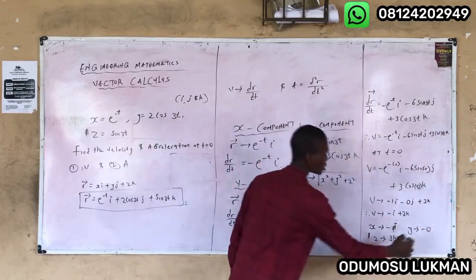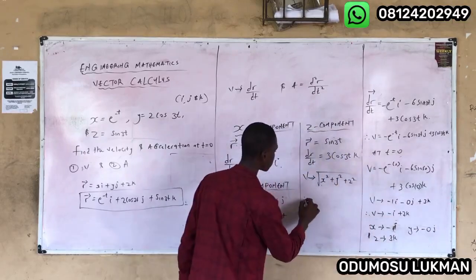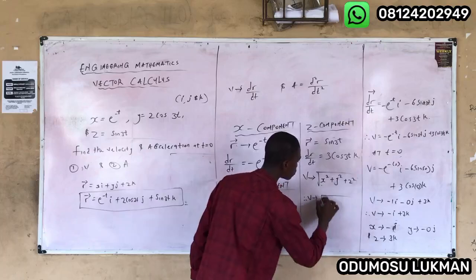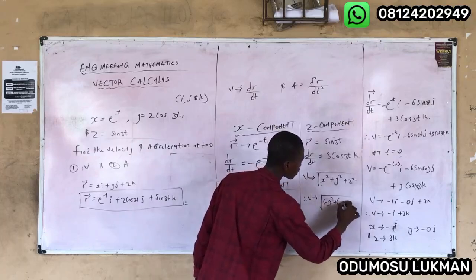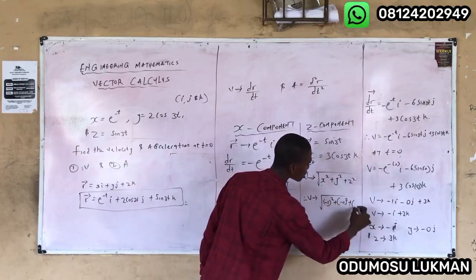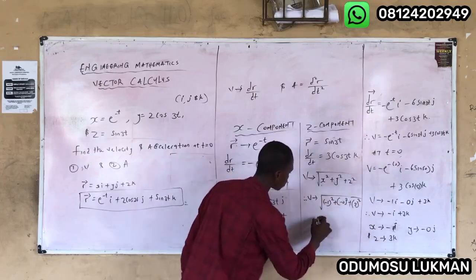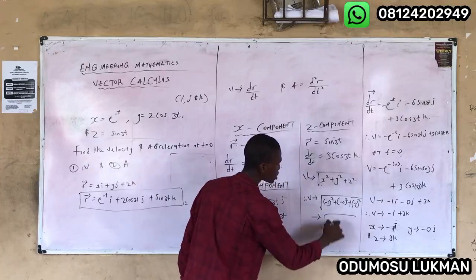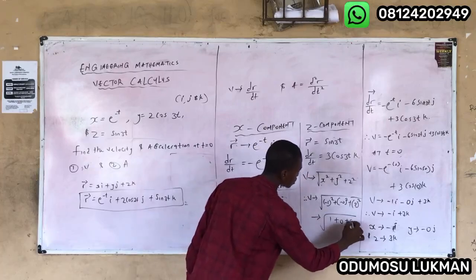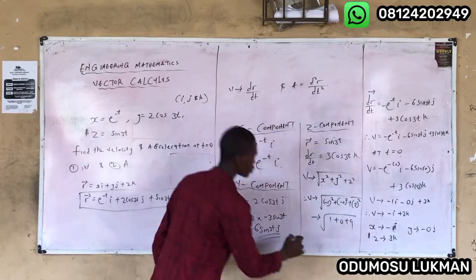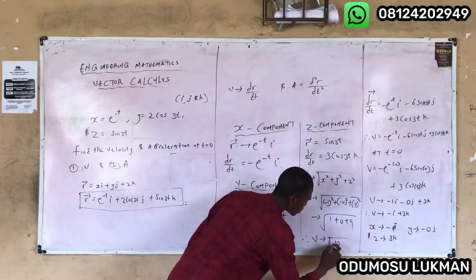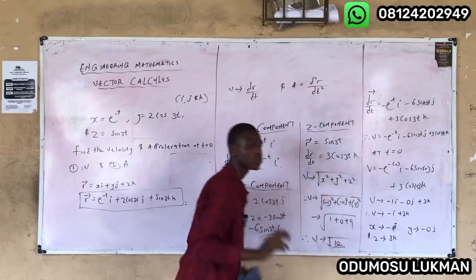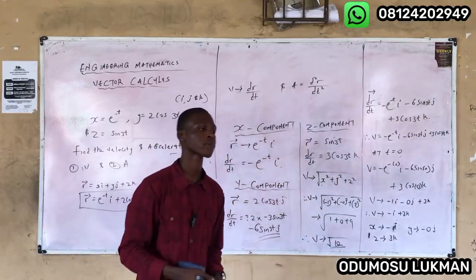Implementing this formula, y in this case is minus 0j. So therefore, velocity will now be the square root of minus 1 square plus minus 0 square plus 3 square. We have 1 plus 0 plus 9. So therefore, velocity v is the square root of 10. Then you are done. That's the answer.